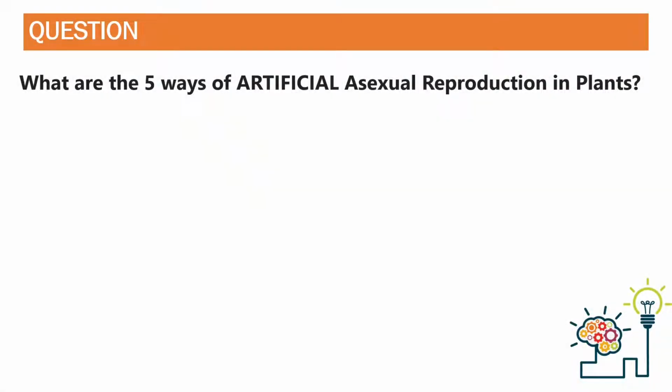Now that we are done with the 6 ways of natural asexual reproduction in plants, let's proceed with another question. What are the 5 ways of artificial asexual reproduction in plants? For this question, you just have to remember the acronym GCLMM, and to make it easier to remember, you can make use of these mnemonics.